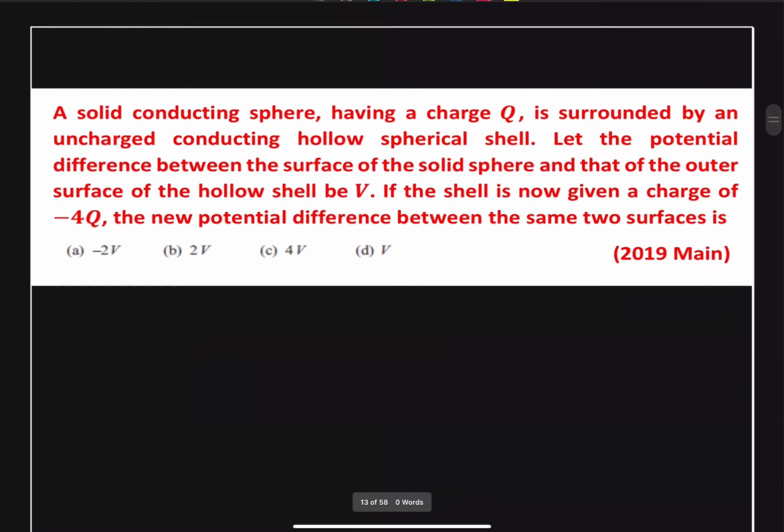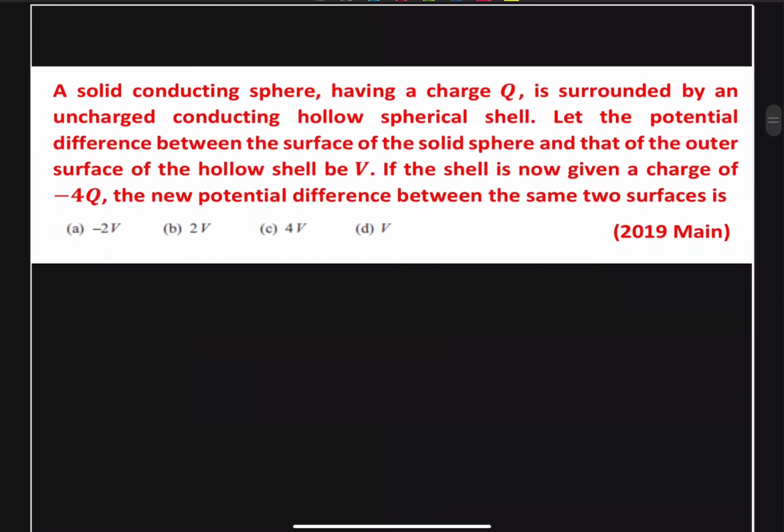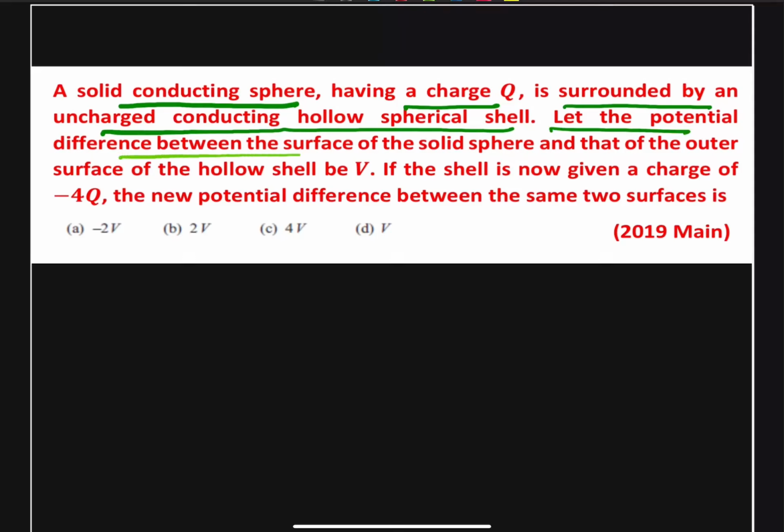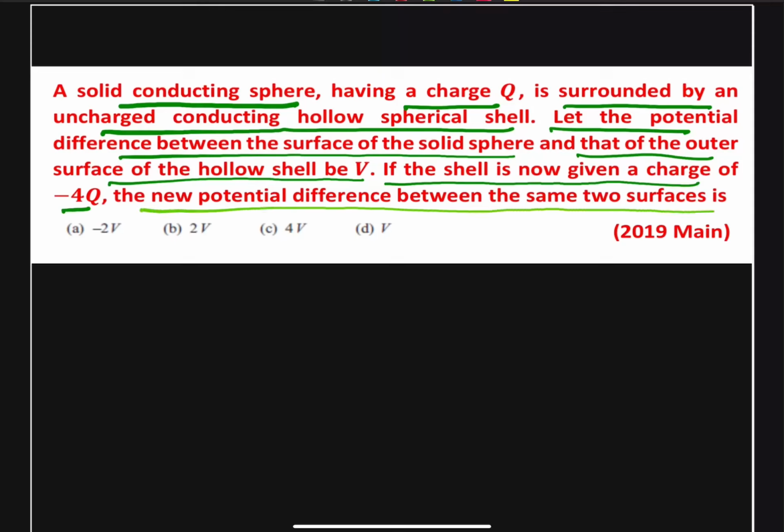It says that a solid conducting sphere having a charge q is surrounded by an uncharged conducting hollow spherical shell. Let the potential difference between the surface of the solid sphere and that of the outer surface of the hollow sphere be V. If the shell is now given a charge of minus q, the new potential difference between the same two surfaces is. So here we are given two cases.